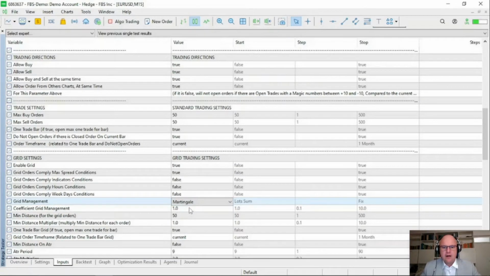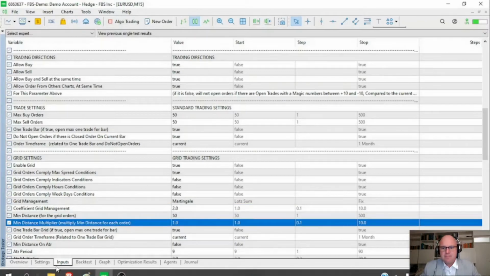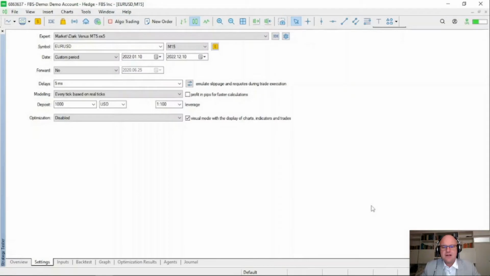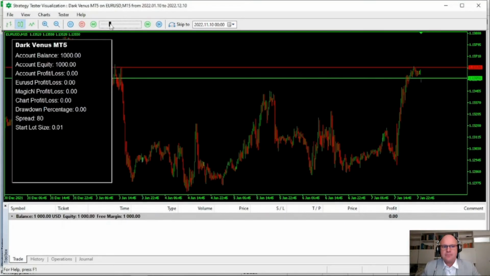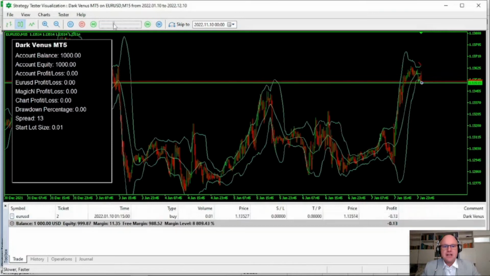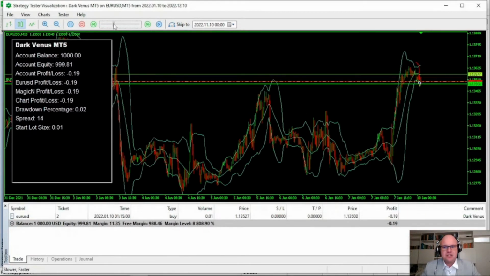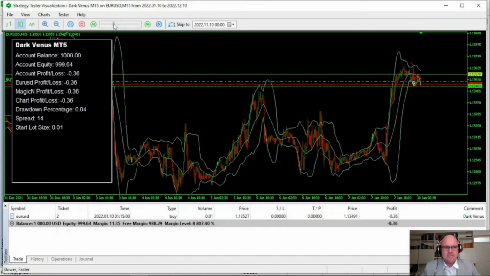Let's look at our martingale option, which I have found to be one of the most aggressive choices. Again, it uses the coefficient grid management to determine the next lot size that is used in the grid. Again, I recommend testing each of these different grid options to find what works the best for your strategy. Each of them has its own advantages and disadvantages depending on how you combine them and use them together.